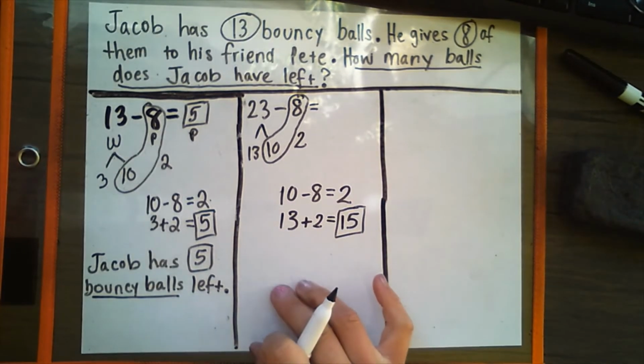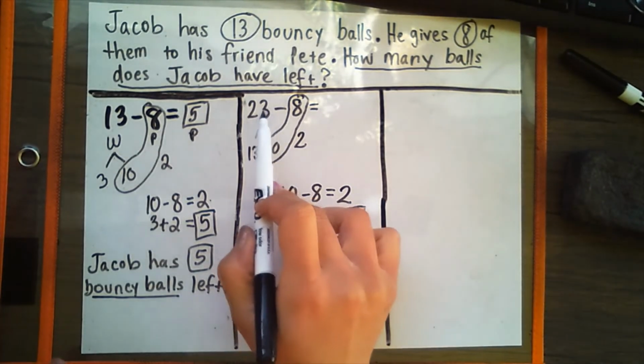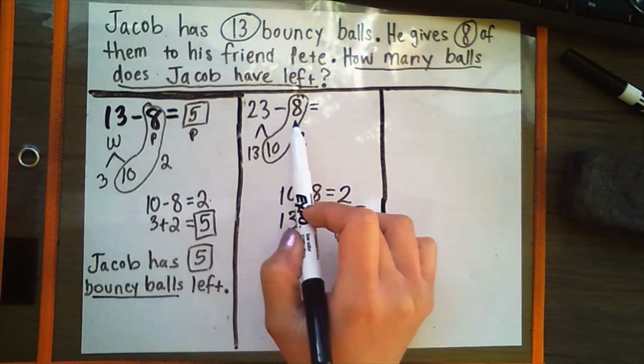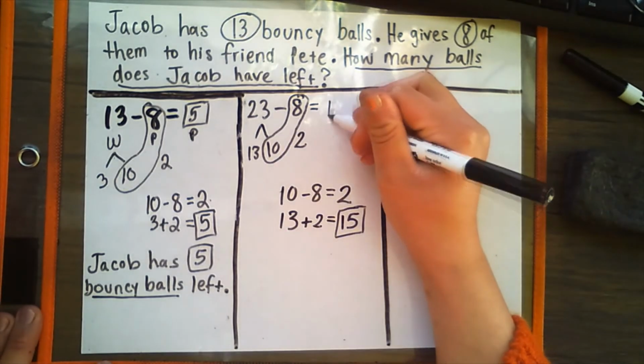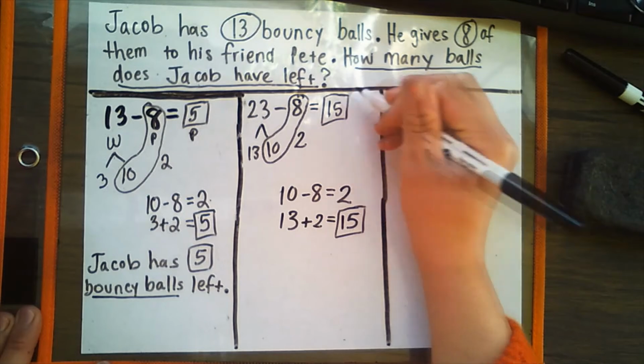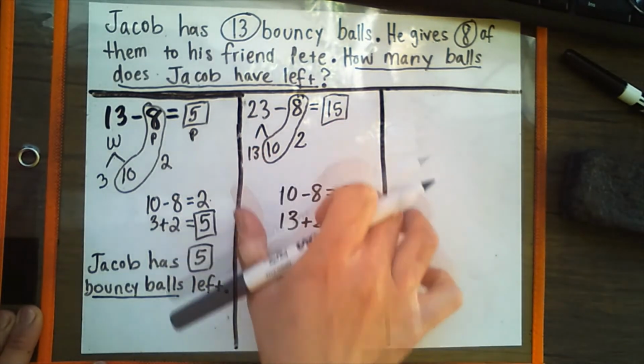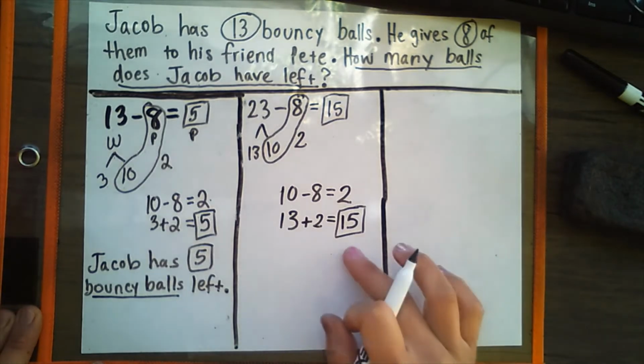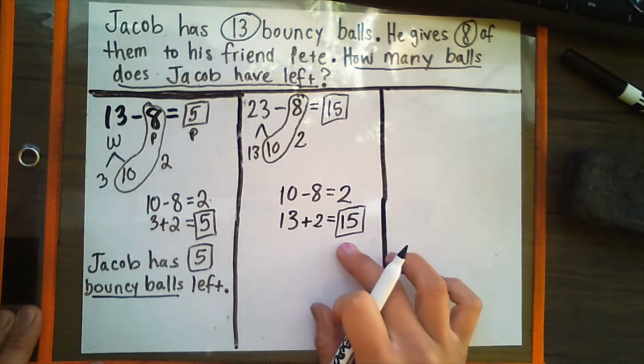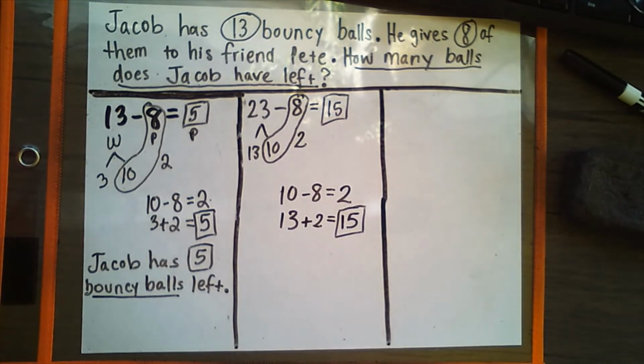And in this story, if Jacob had 23 bouncy balls and then shared 8 with his friend Pete, he would have had 15 bouncy balls left. And in this middle story here, Jacob would have had 15 bouncy balls, and the 15 represents the amount of bouncy balls left for Jacob.